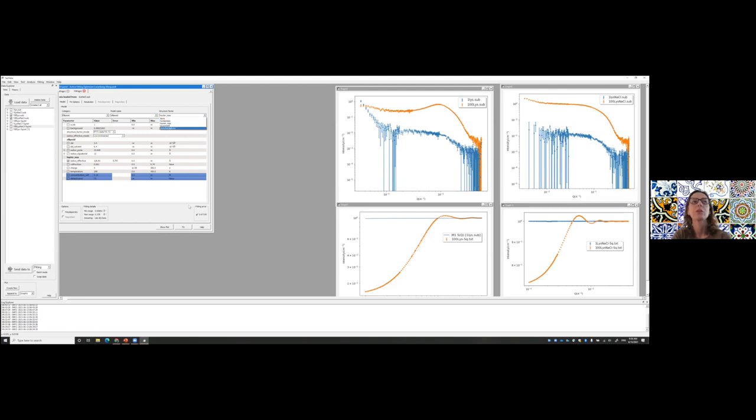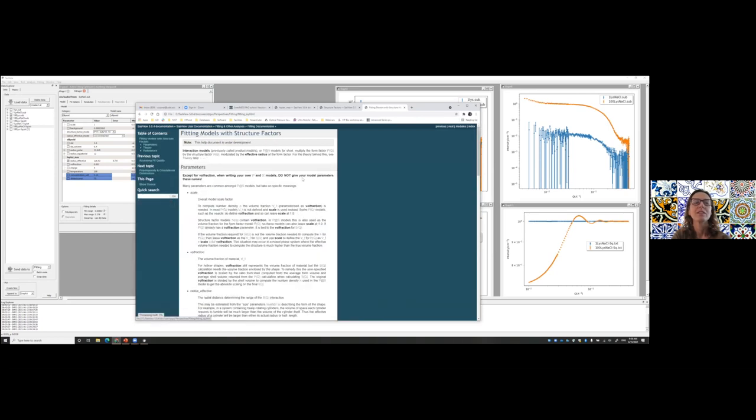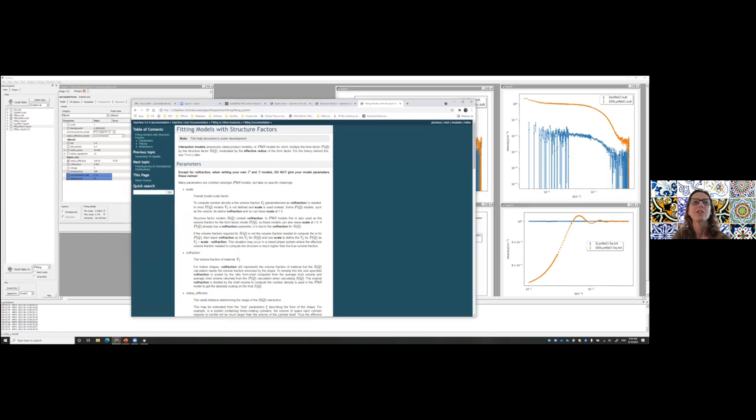And if you don't know what each one of them does, what I strongly recommend is that you press help, and you click on the structure factor and you look for information about each one of them. I hope you see my screen. So let's try this structure factors.